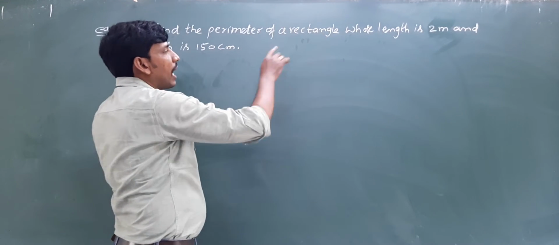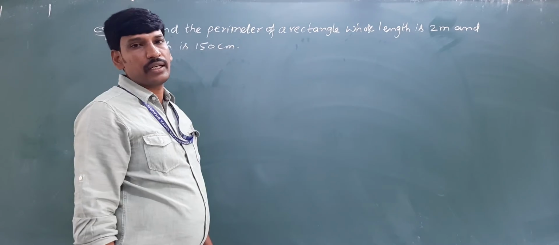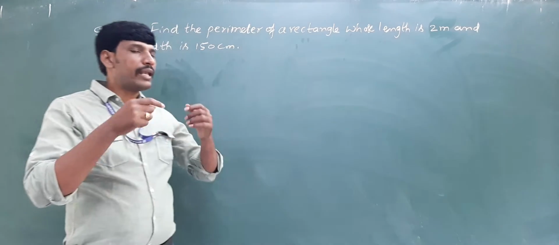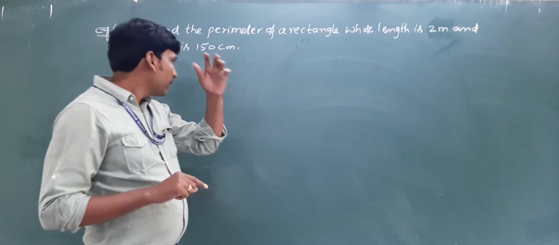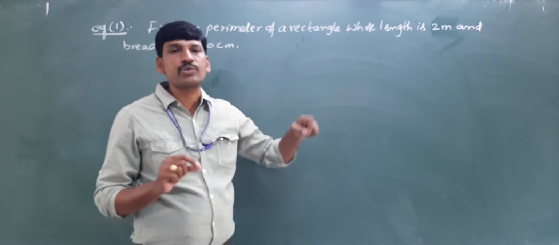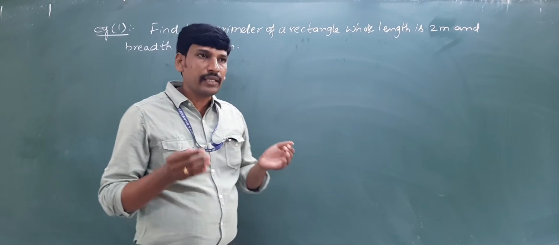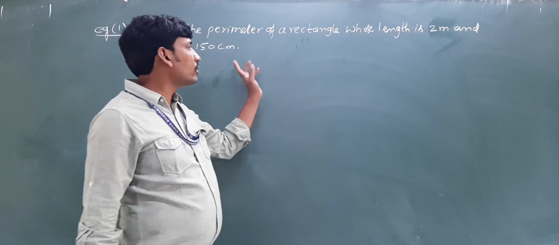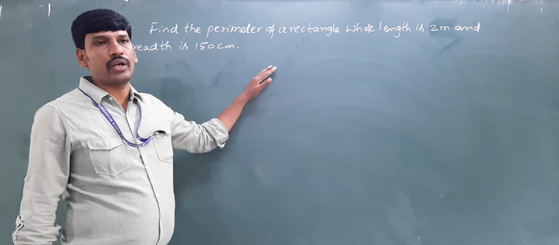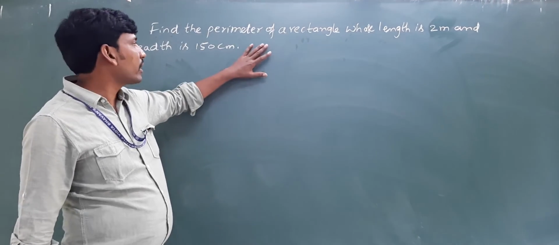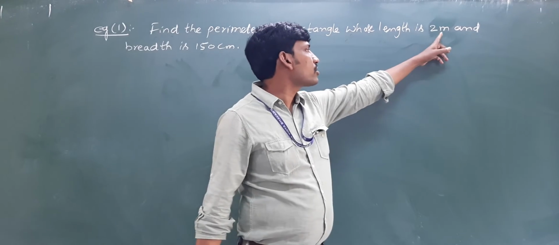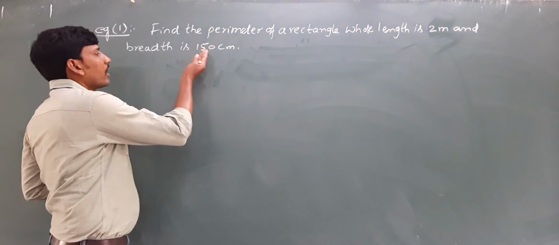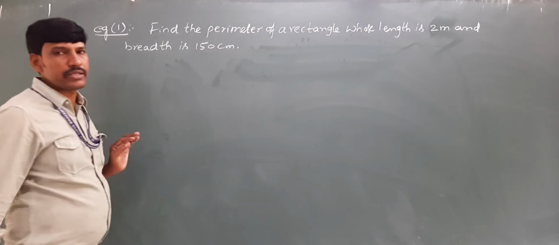See, both the dimensions are in different units. So if you want to find out the perimeter of any figure, both the dimensions' units must be the same. Either it may be centimeters or meters or kilometers. Both should be in the same units only. So to find the perimeter of the given rectangle, you need to change this 2 meters into centimeters, or otherwise convert 150 centimeters to meters.